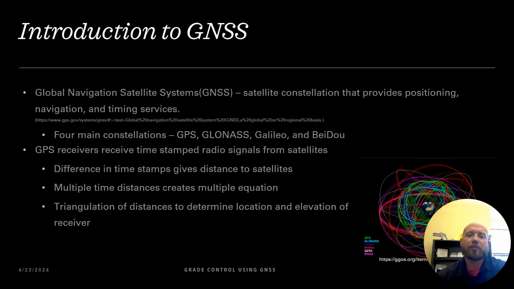So these GPS receivers receive time-stamped radio signals from the satellites. The difference in the timestamps from when the satellite sends the signal and the receiver receives the signal gives the distance to each satellite. You have multiple different time distances from different satellites, so this can create multiple equations. And then the triangulation of all these distances between these different satellites to the receiver can help to give a precise location and elevation of a receiver.